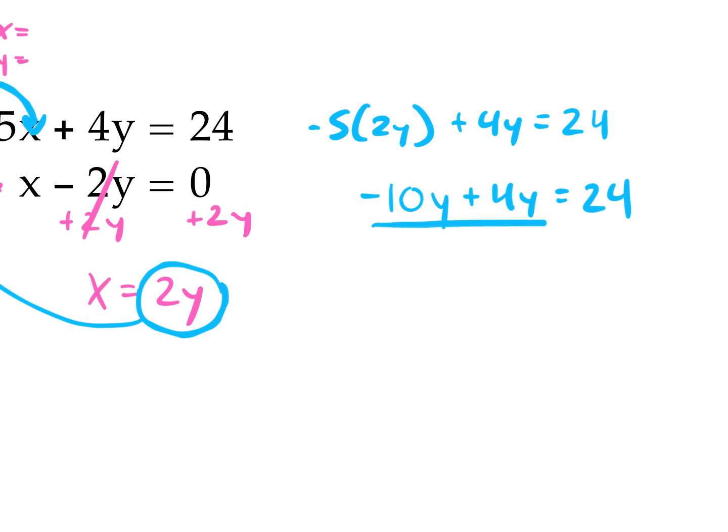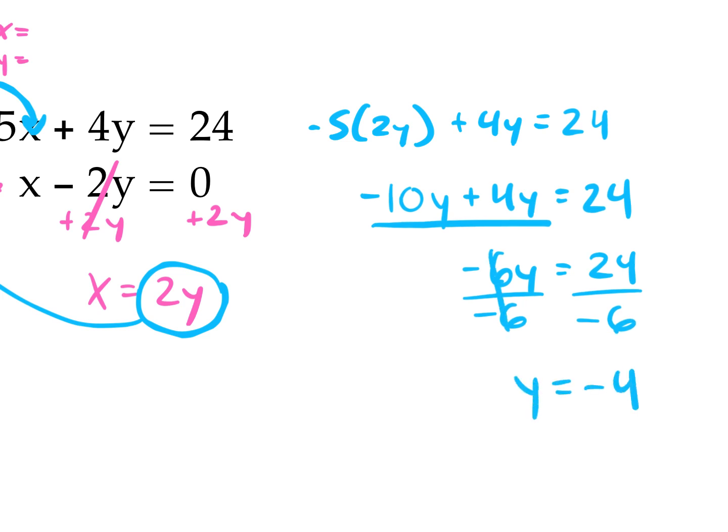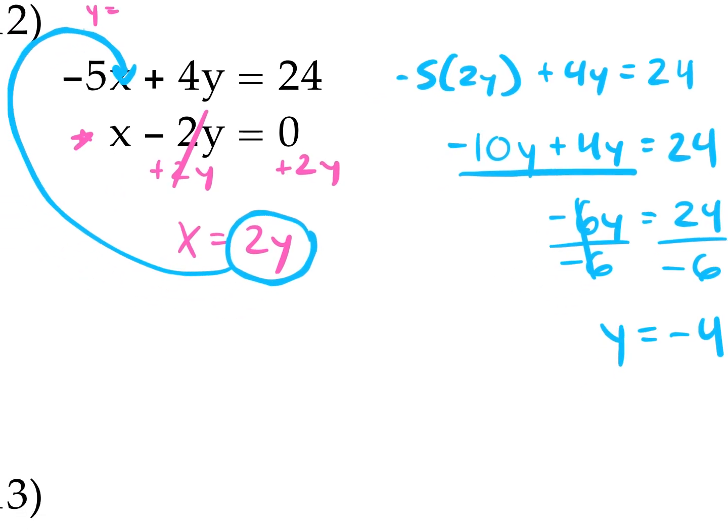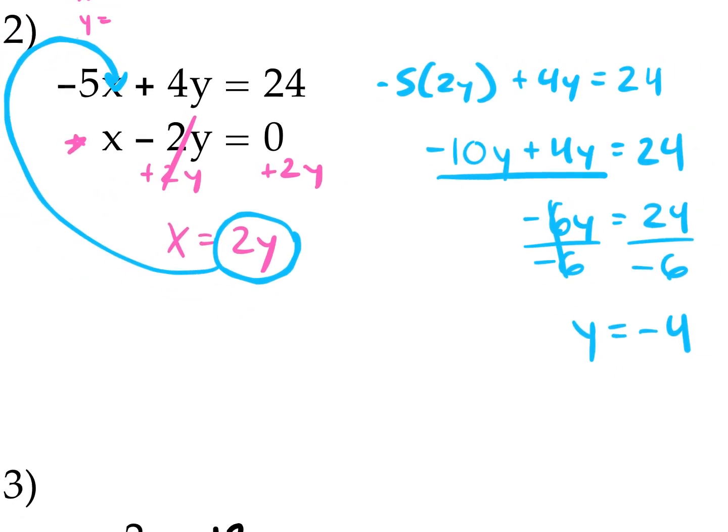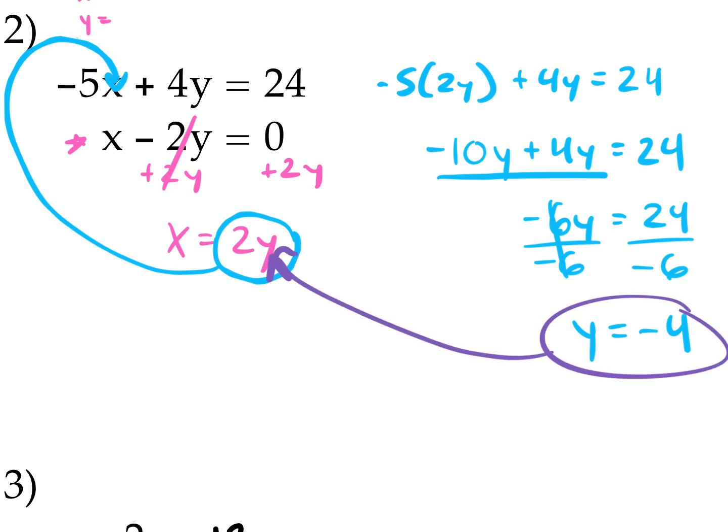Combine like terms. Since we're on the same side, we do exactly what it says. So negative 10y plus 4y would be negative 6y is equal to 24. And then what? Divide by negative 6. So y is equal to negative 4. Am I done? No. We still have to find what x is equal to. So what would I do? Plug it in.